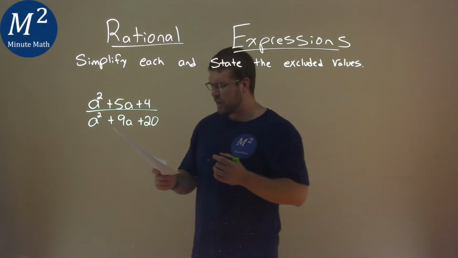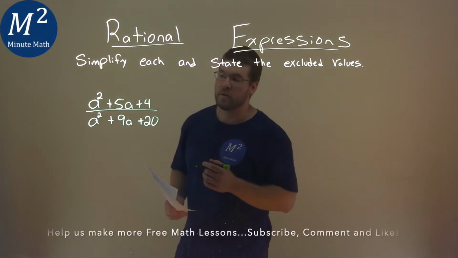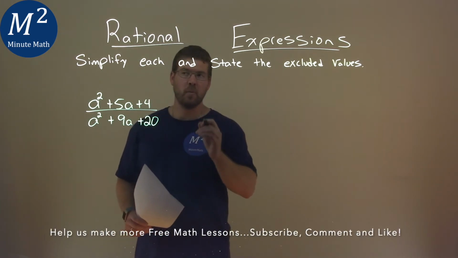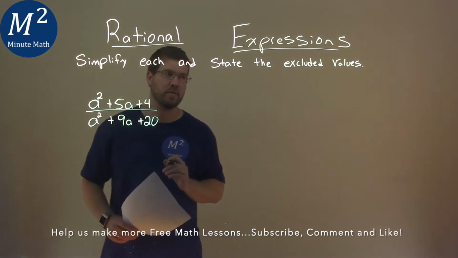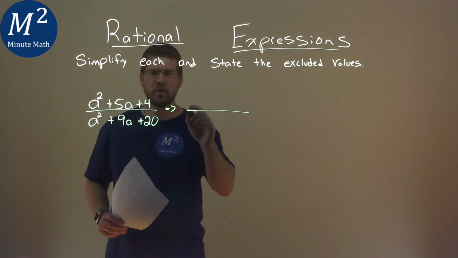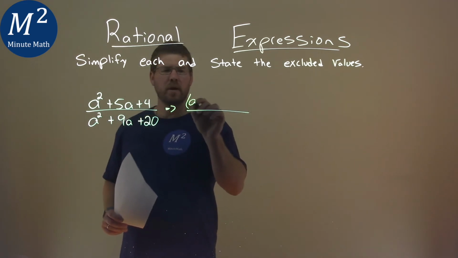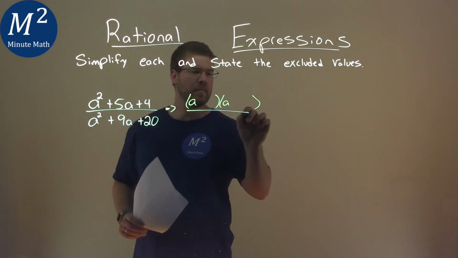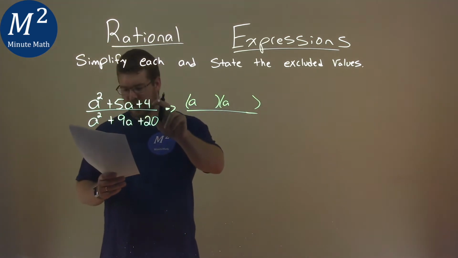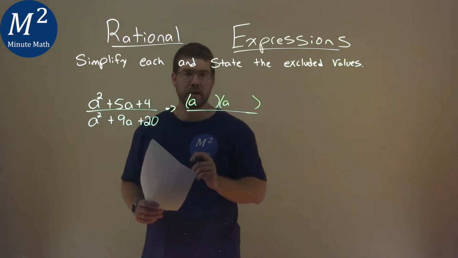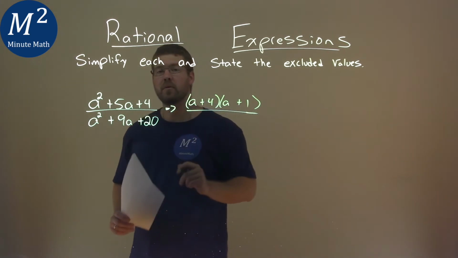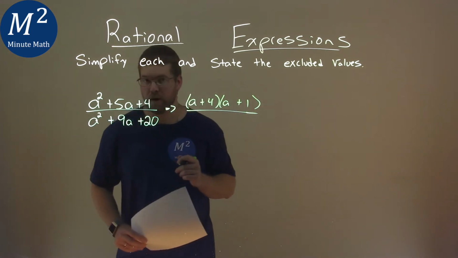We're given this problem right here, a squared plus 5a plus 4 over a squared plus 9a plus 20, and we need to simplify this and state the excluded values. Well, first thing I want to do is, can I factor the numerator? We know it has some form like this, a and a in the first part. We have to ask ourselves what two numbers multiply to be 4, but add to be a 5. And that's going to be a positive 4 and a positive 1. 1 times 4 is 4, but we add the 2, and we get a 5.